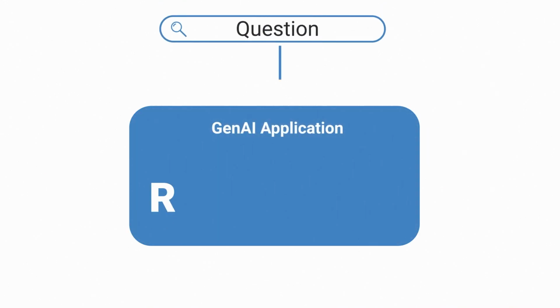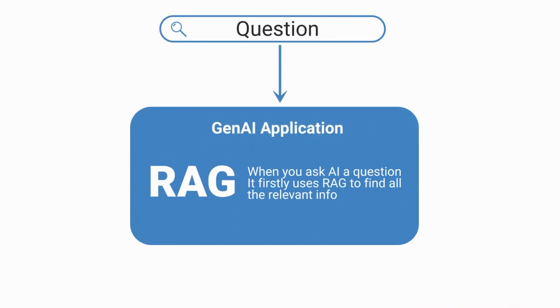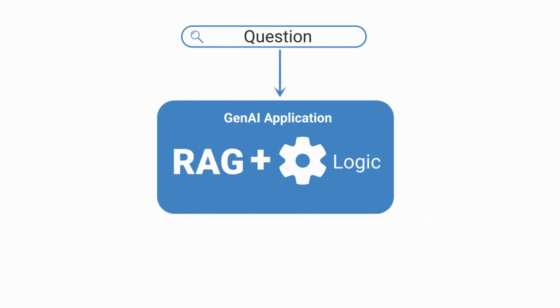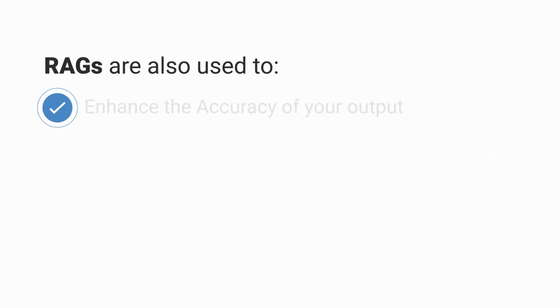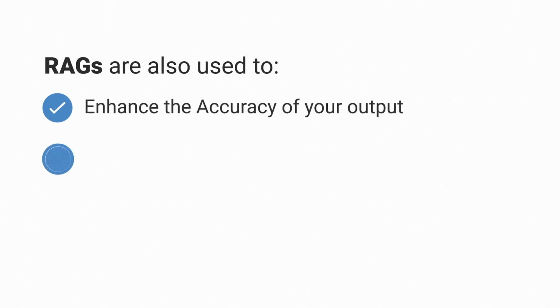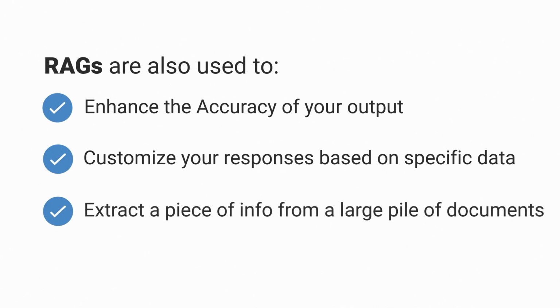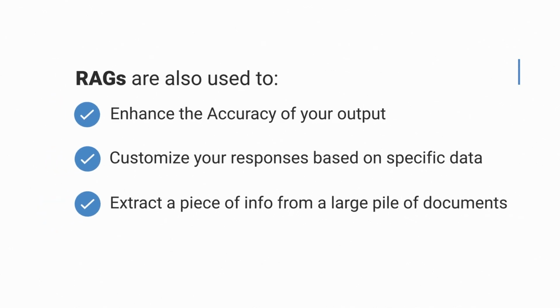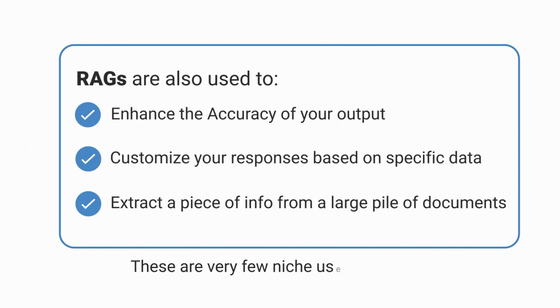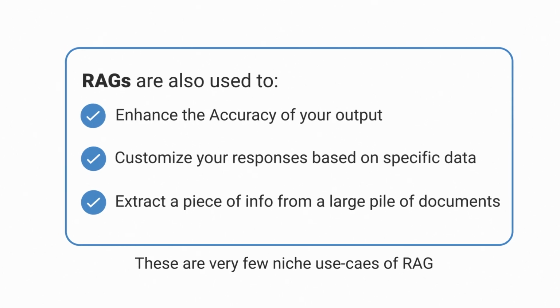So when you ask AI a question, it uses RAG to find all the relevant information first. Then it uses its logic to think about the information and give you a really good answer. Not just that, RAG is used to enhance the accuracy of the output, customize your responses based on specific data, and even extract a piece of information from a large pile of documents. These are a few niche use cases of RAG.